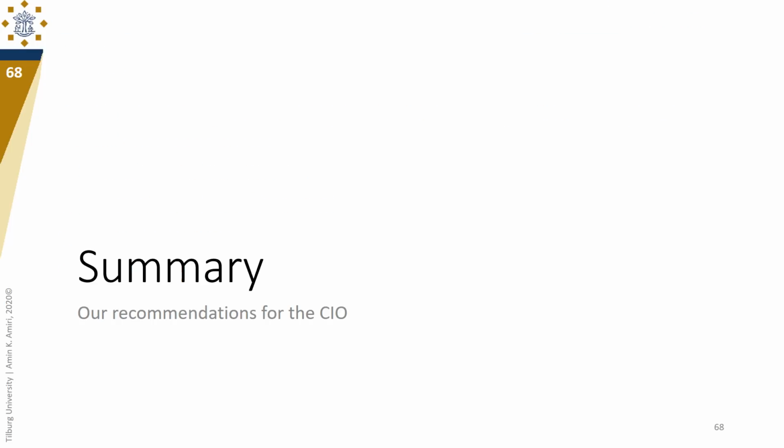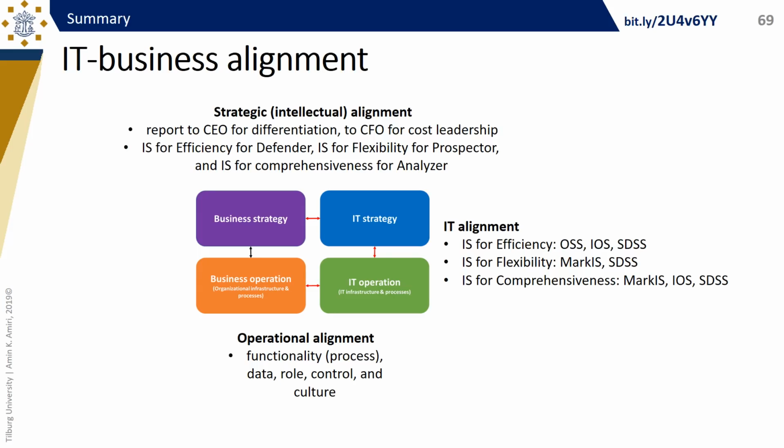Let me summarize what we learned in this lecture and then provide recommendations for the CIO Jim Barton based on this lecture. This lecture was about IT business alignment. We learned about three types of alignment: strategic alignment, IT alignment, and operational alignment.